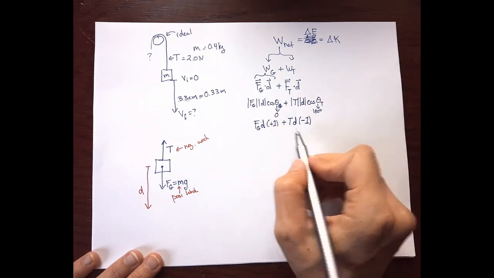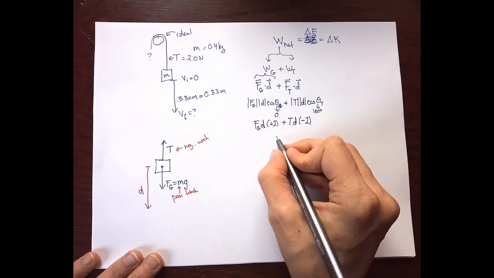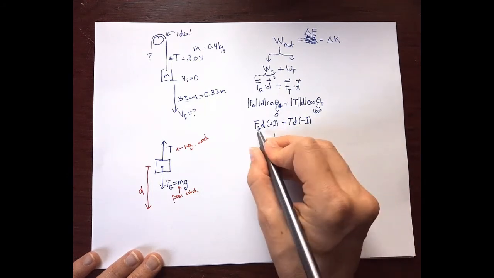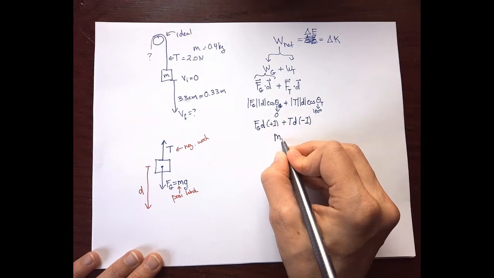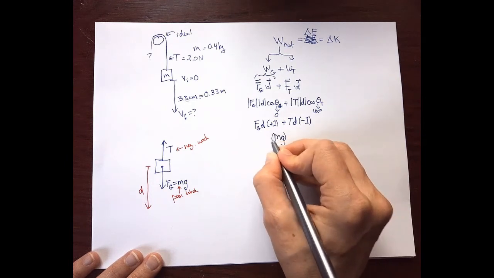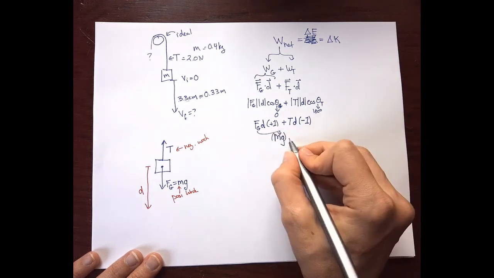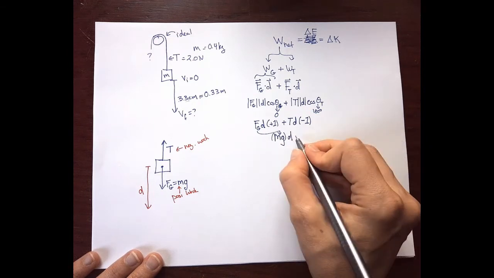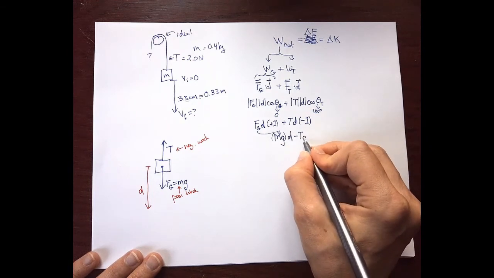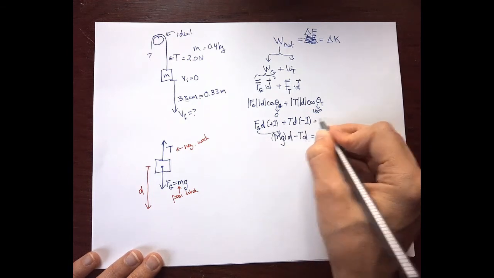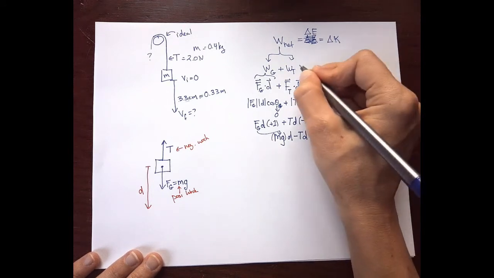And those are our net works. So let's write this a little neater. Gravity force, and I guess we know that gravity force is mg. That's the force due to gravity. Displacement minus tension times displacement. And then we back all the way up to our original equation.